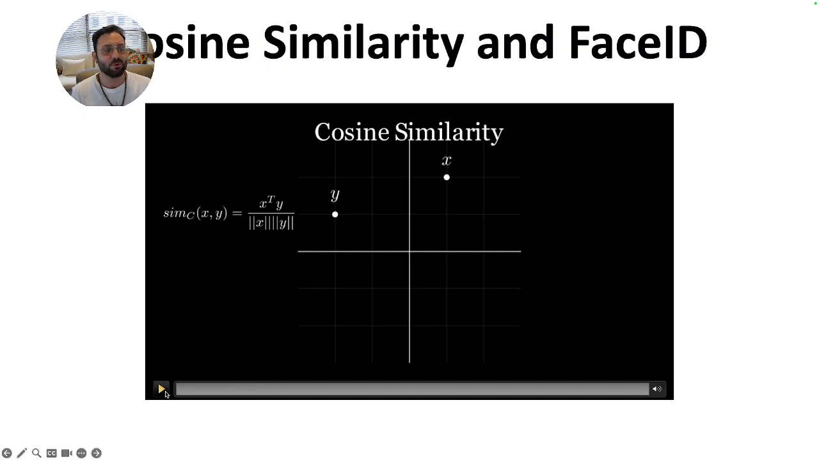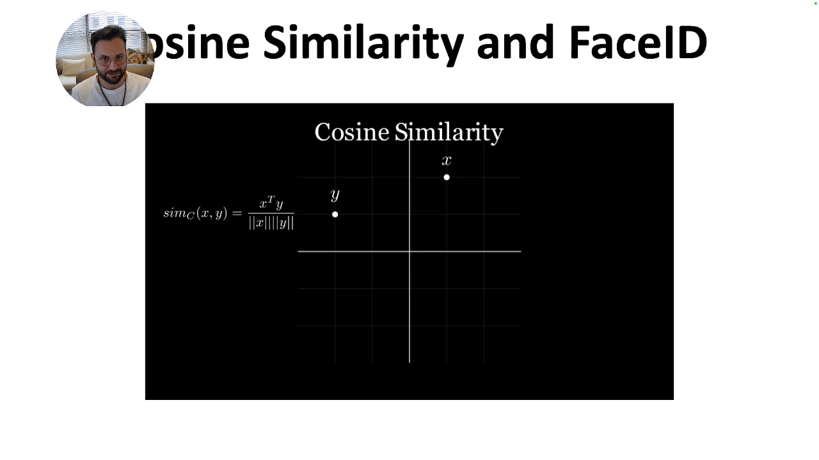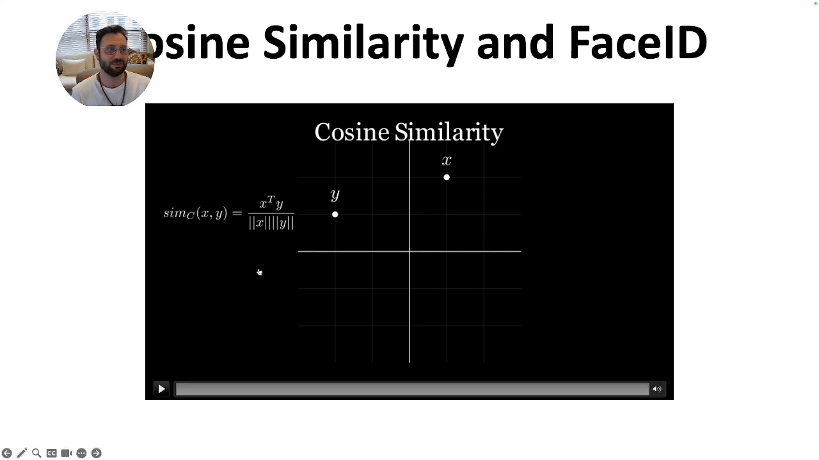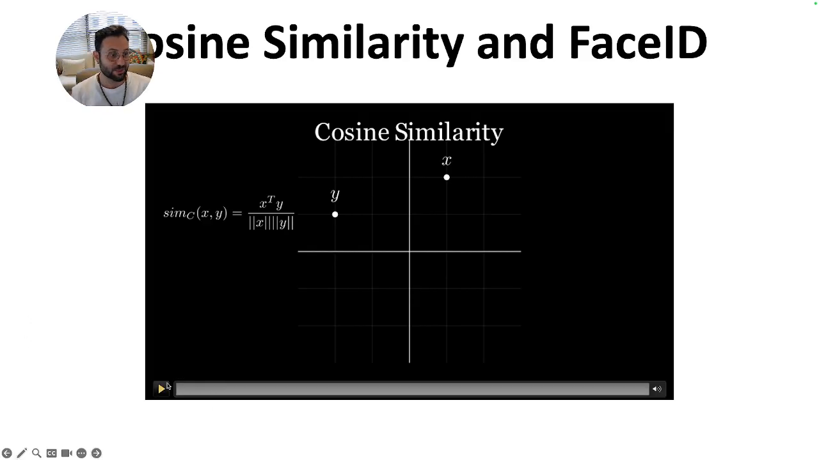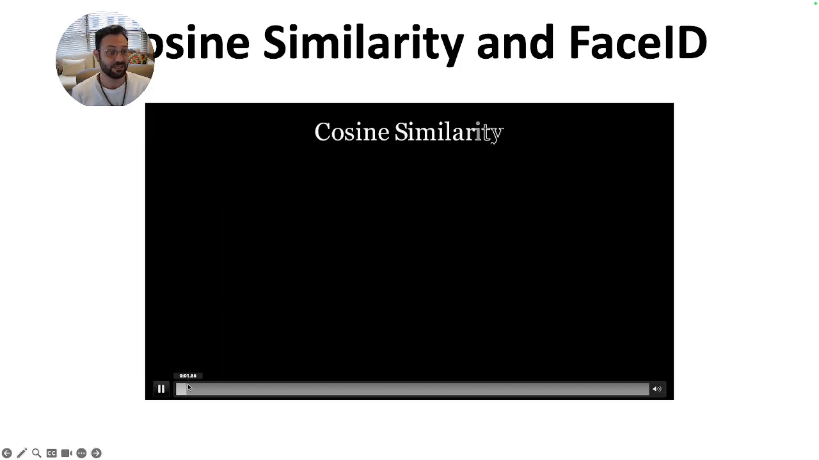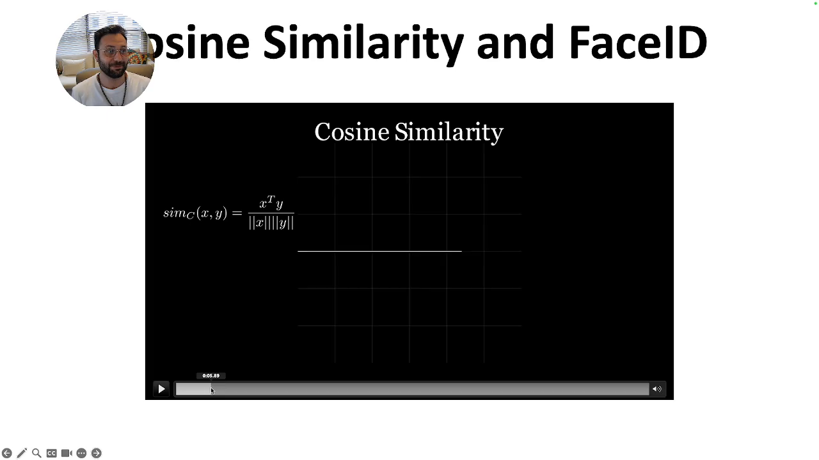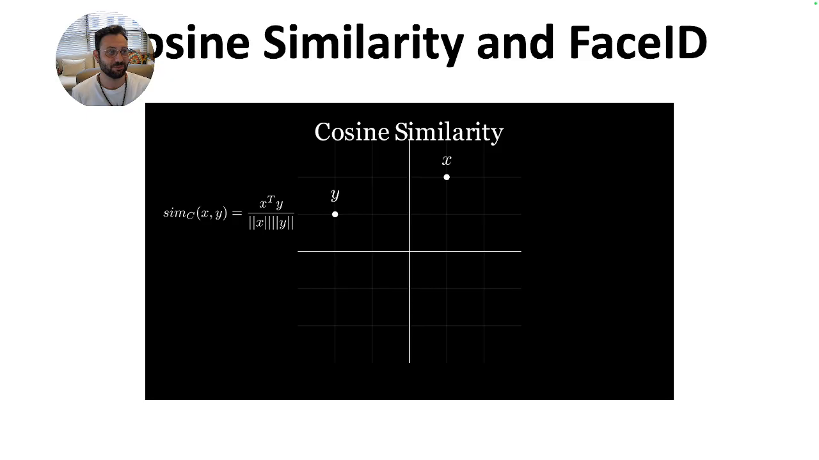But here we go. Before we calculate the cosine similarity, here on the screen you see the formula x transpose y divided by x norm and y norm, and I placed two vectors on this two-dimensional space, x and y. First, what happens before I calculate the cosine similarity is that x and y, when I divide them by their norms, just move, they just scale. You see how it moves.